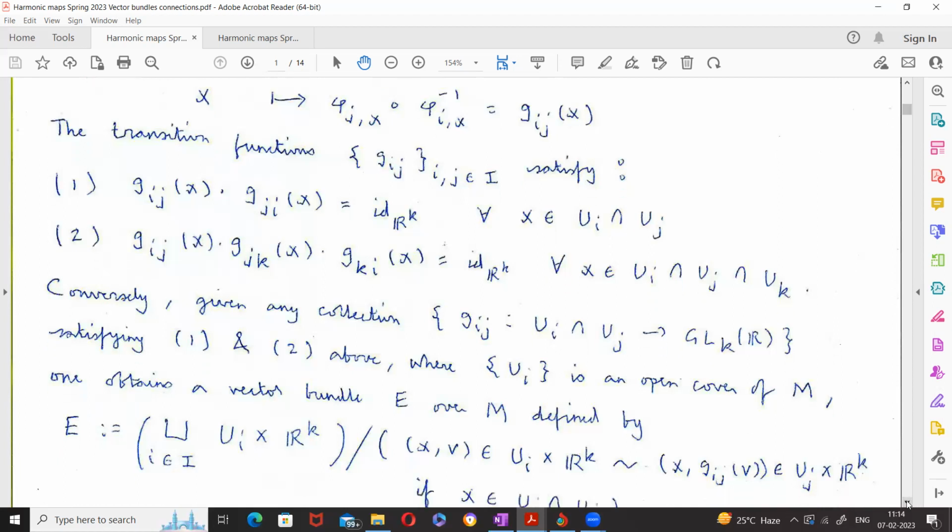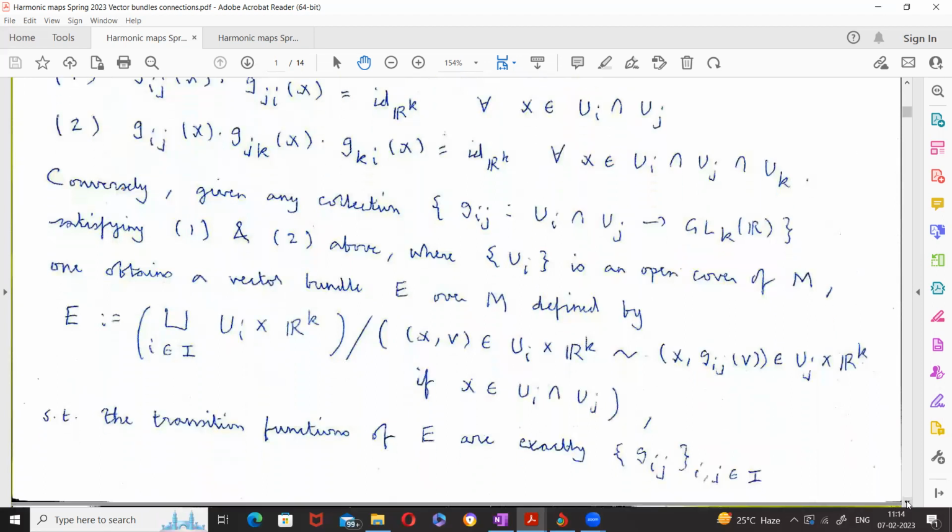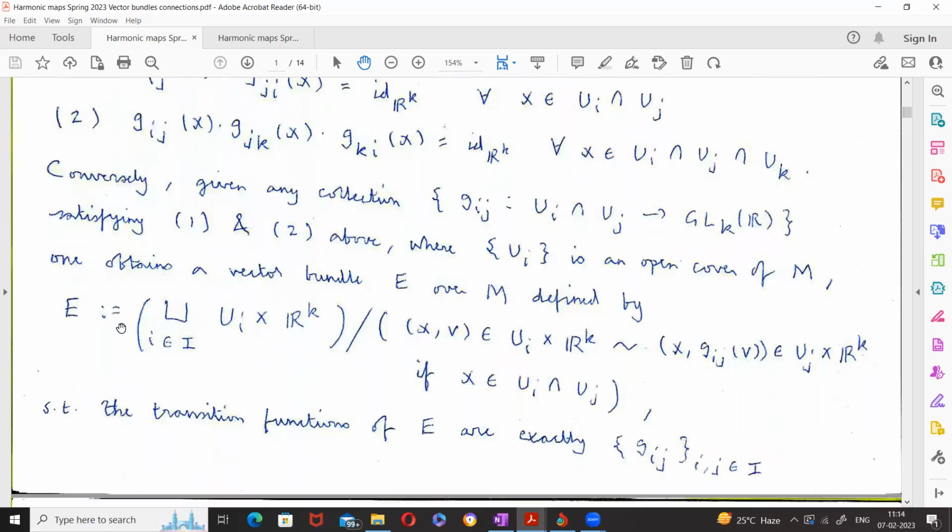So just given the transition functions, you can define a vector bundle as follows. You take E to be the disjoint union of the products U_i cross R^k, and then you make the appropriate identifications coming from the transition functions. So you identify (x, v) in U_i cross R^k with (x, g_ij v) in U_j cross R^k, if x belongs to U_i intersect U_j. Okay, so this will, in a natural way, be a vector bundle over your manifold M, whose transition functions will be exactly the g_ij's.